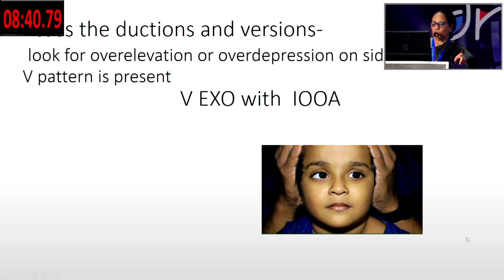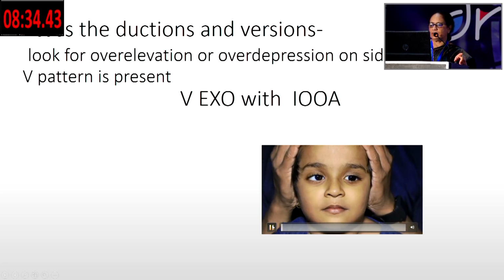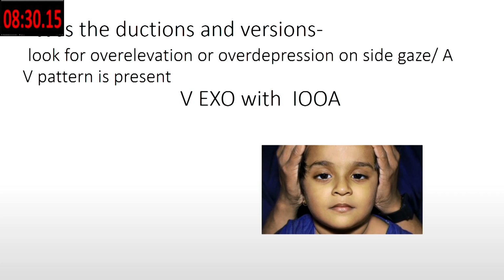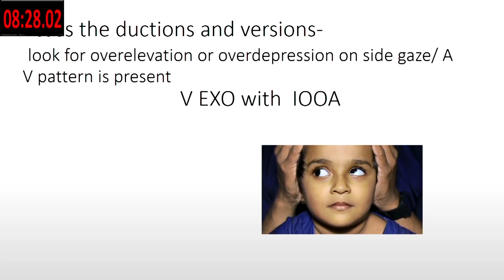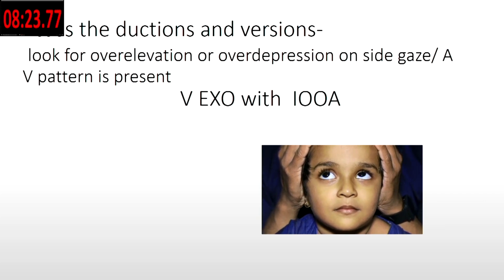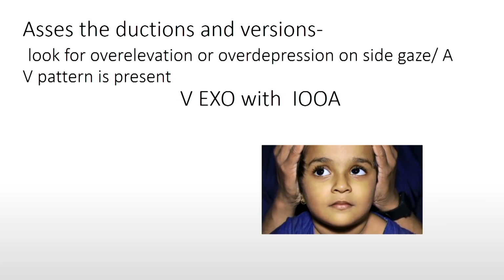And after that, you have to assess the deviation in the various horizontal movements. See, this child has got a primary position exo. On adduction, the eye goes up. So this is an inferior oblique overaction producing a V pattern exotropia, bilateral inferior oblique.